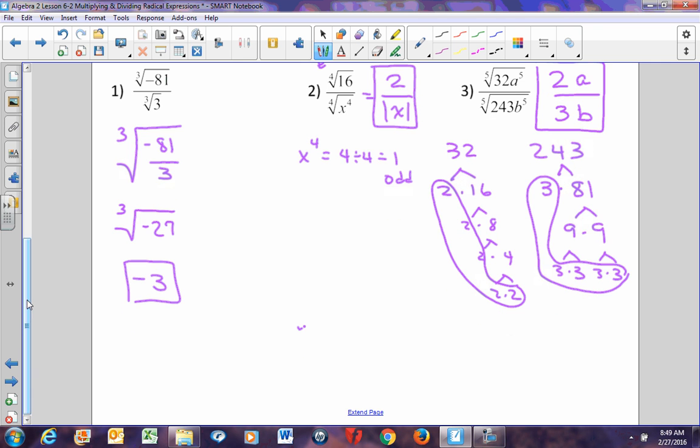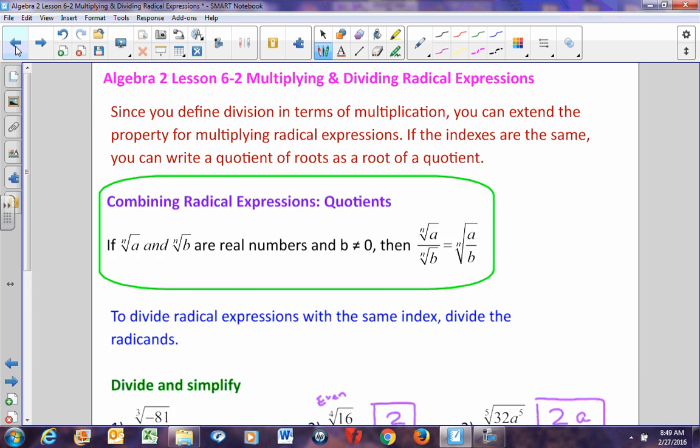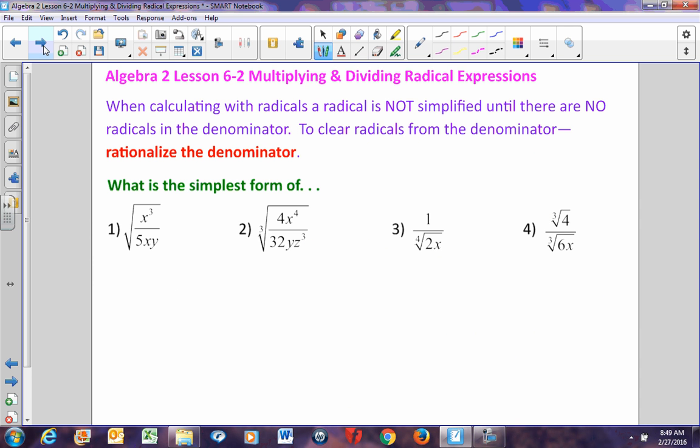Now they don't all simplify really nicely like that. Because sometimes, if you remember with square roots, when calculating with radicals, the radical is not simplified until there are no radicals in the denominator. Okay, back on this last page, these bottom problems, there are no radicals in the denominator anymore. There are absolute value symbols, but there are no square roots or cube roots or fifth roots. Okay? If you have a radical in the denominator, you have to rationalize the denominator.